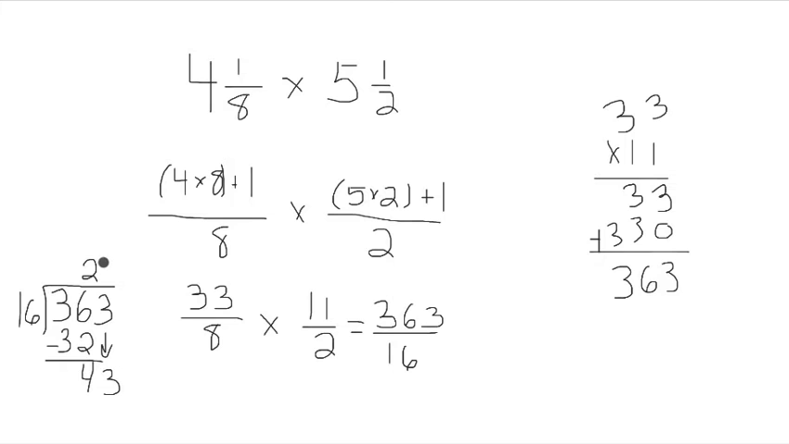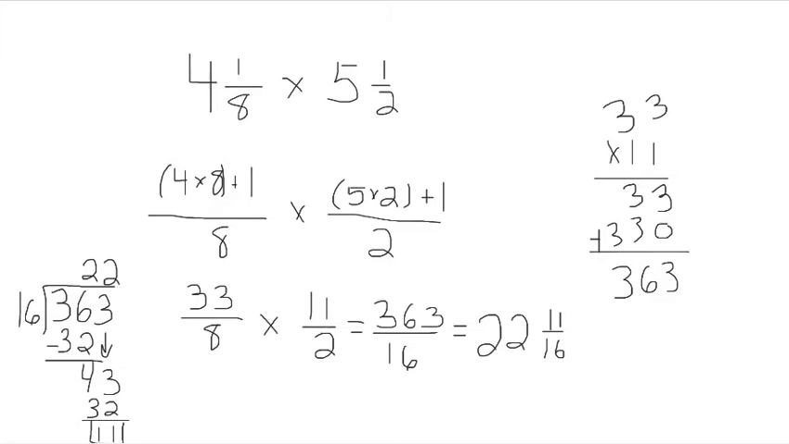16 goes into 43 2 times. 2 times 16 is 32. 3 minus 2 is 1. 4 minus 3 is 1. So I have a remainder of 11. So that is going to be my numerator. So my whole number is 22. My denominator is going to stay the same at 16. And my remainder, this 11, is going to go up here and be my numerator. So my answer is 22 and 11/16.